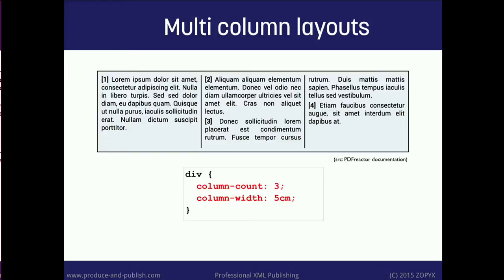You have your content in some div element. And then in your CSS rule, you can say you want 3 columns, and that the column width should be 5 centimeters. So in this case, you have column 1, 2, 3. That's basically all the text in one div without any separation, and the renderer automatically renders this box with 3 columns, each column being 5 centimeters wide.